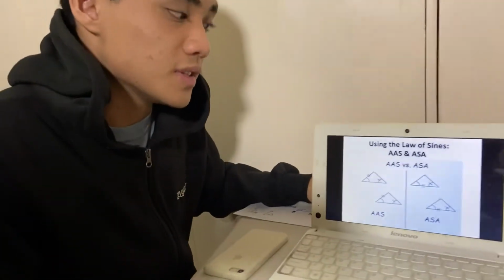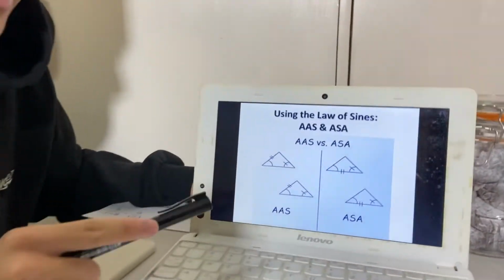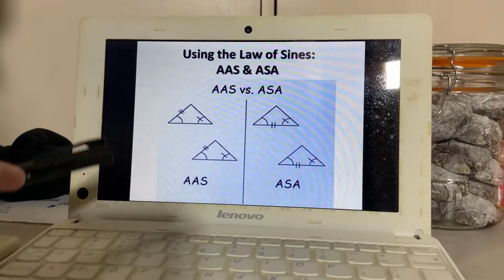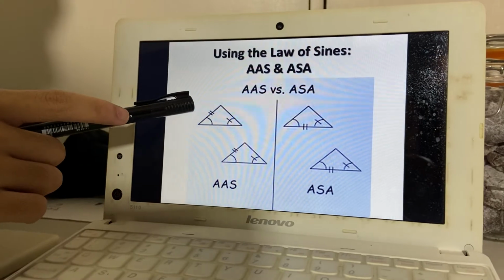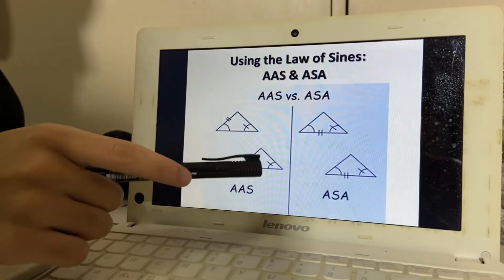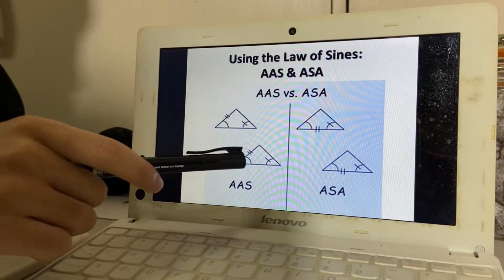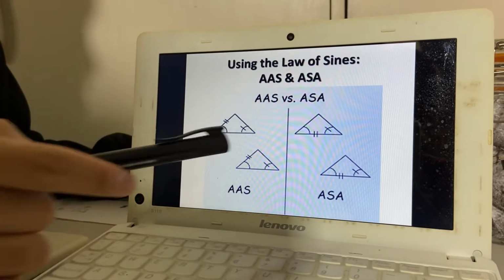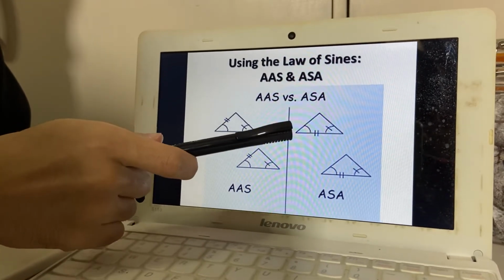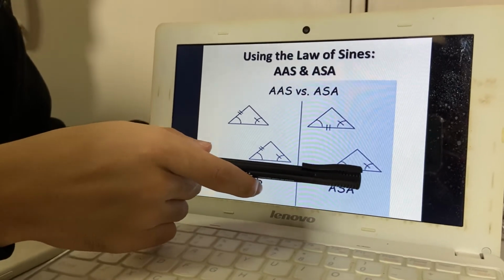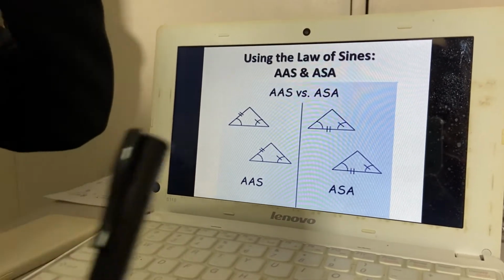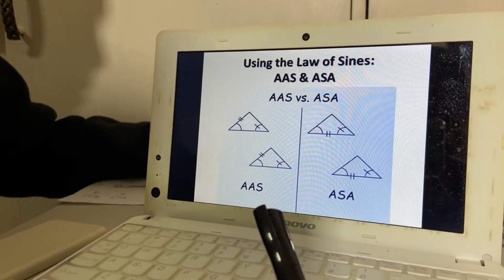You can use the law of sines to solve AAS and ASA. AAS means a triangle that has angle, angle, side equal to another triangle with the same angle, angle, side, and ASA is angle, side, angle, equal to another triangle with angle, side, angle. I'll be giving one example.